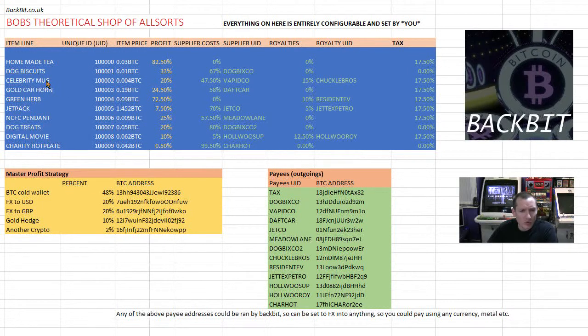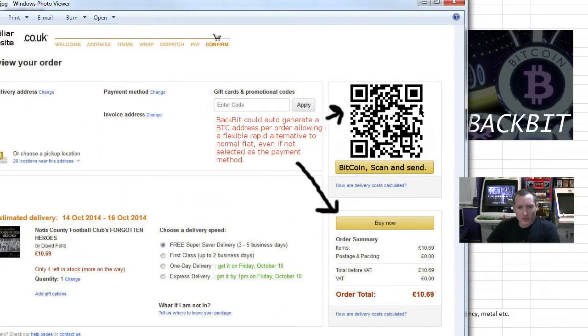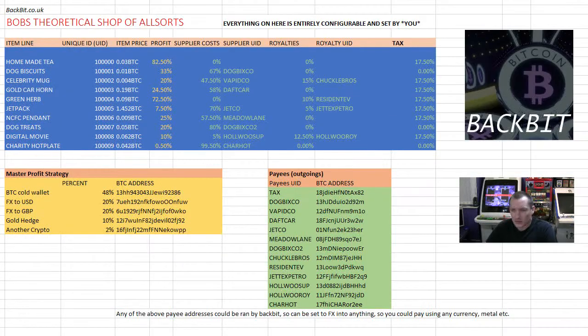Similarly, for goods and services, so that's Celebrity Mug. This is a popular website. BackBit would then be used to generate codes at the checkout, or for single items, or for multiples. So another nice little touch there. This is what I really want to happen.